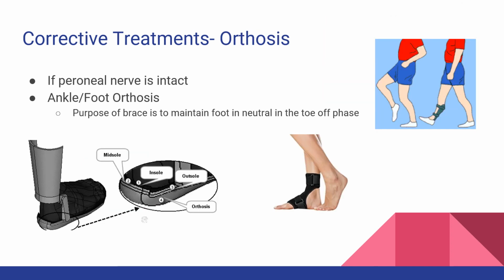The last corrective treatment that we'll talk about is the orthosis, and this is for patients who have a peroneal nerve that is intact. So this could be an ankle foot orthosis, and the purpose of the brace is just to maintain the foot in the neutral position during toe-off phase. You can see a couple examples of what these would look like, and here you can see that there has even been a study done looking at the different aspects of the orthosis to see how to make it the most efficient for patients.